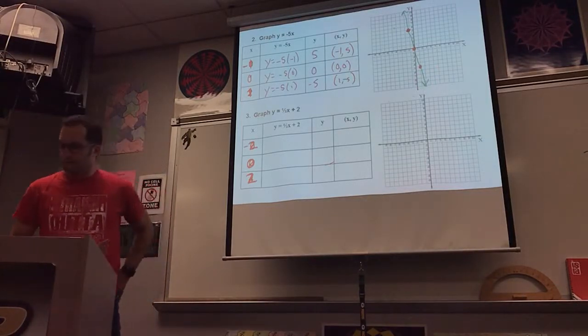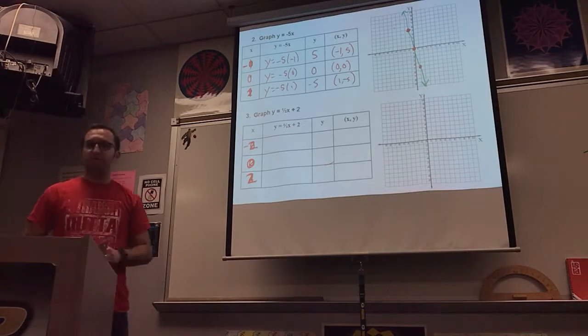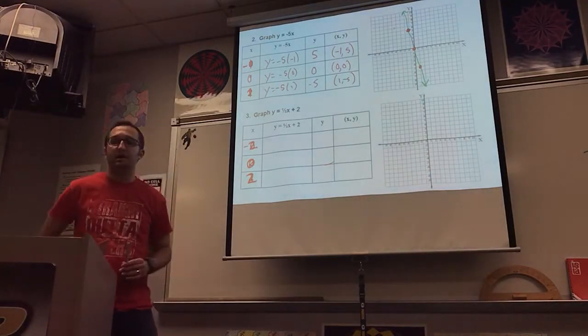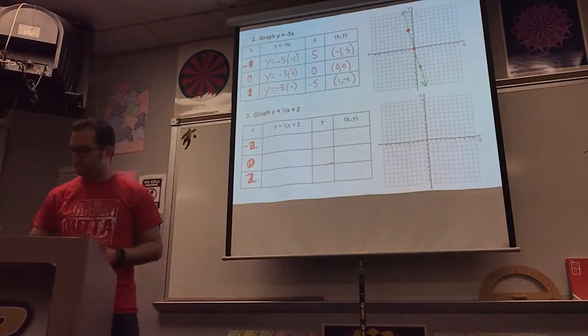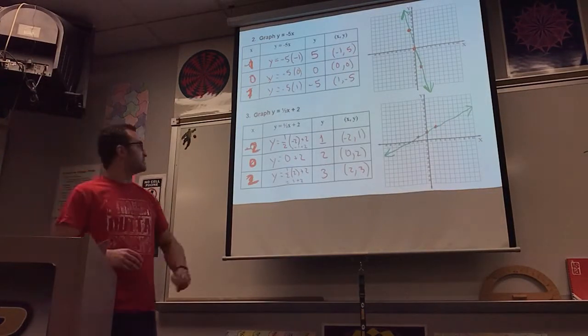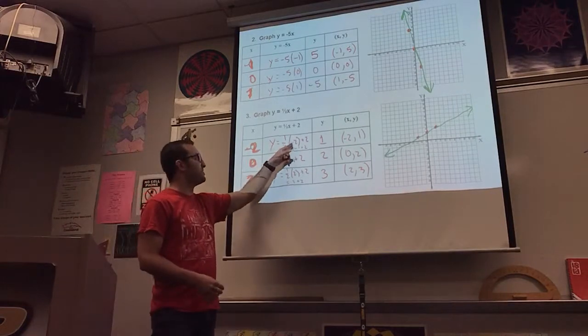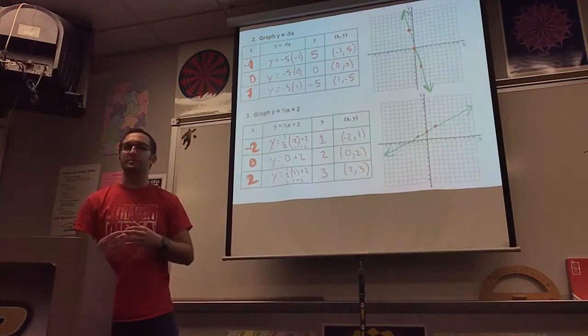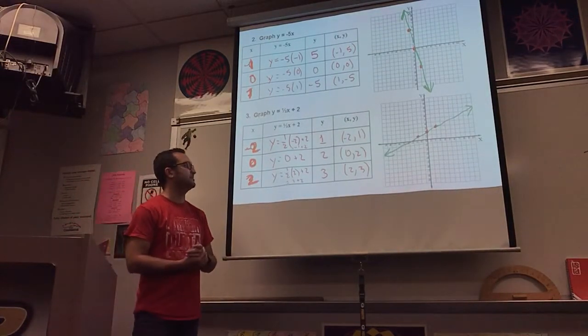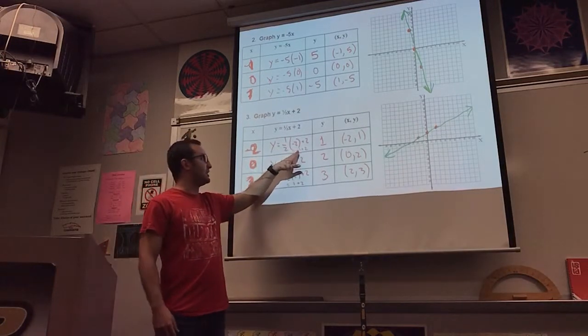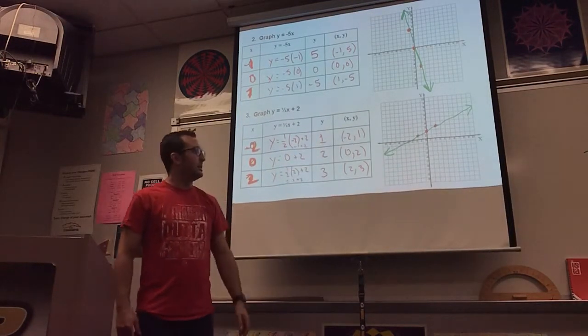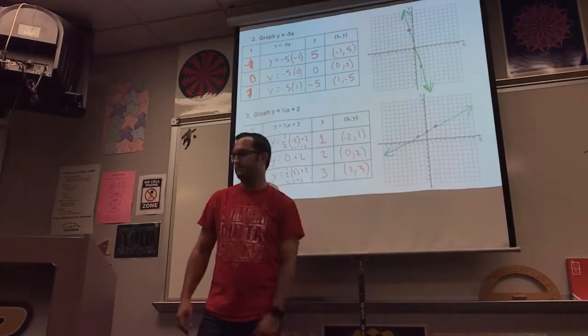Go ahead and do 3. I'm going to skip it, but if you've already worked ahead and gotten number 3 done, I'm going to show you what it should look like. The reason we picked -2, 0, and 2 is because when you multiply 1/2 by those numbers, it makes your life a little bit easier. Half of -2 is -1, plus 2 is +1. And your graph should look like this.